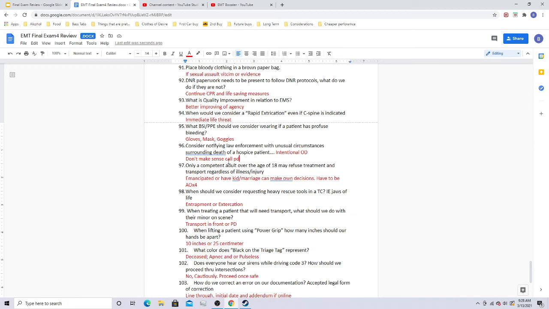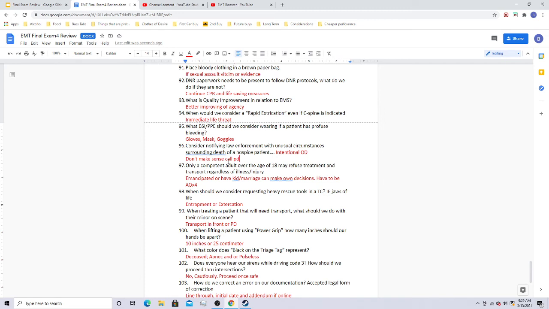Only a competent adult over the age of 18 may refuse treatment and transport regardless of illness or injury. If they are emancipated or they have a kid or they're married, they can make decisions on their own. They have to be A&O times 4. So if you've got a patient who's A&O times 3, no, sorry, you're going to the hospital because you are not competent enough to make your own decisions. A&O times 4 is the requirement for any sort of AMA, because if someone's got a myocardial infarction and they're dying, you are in their A&O 2 and they're saying, don't take me to the hospital, it's too expensive. Tough shit.